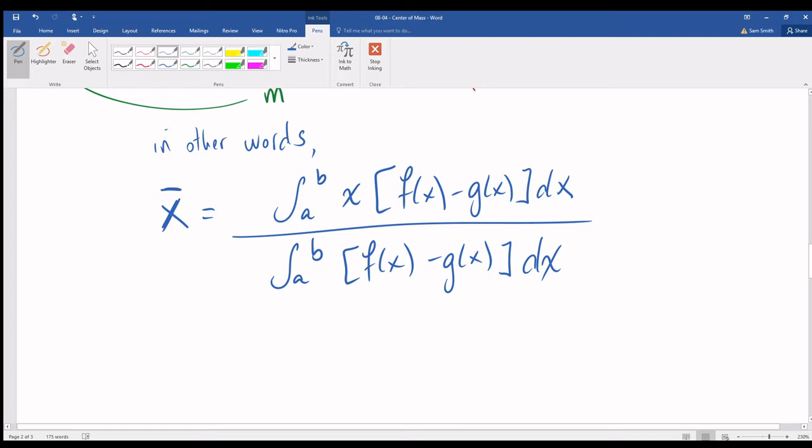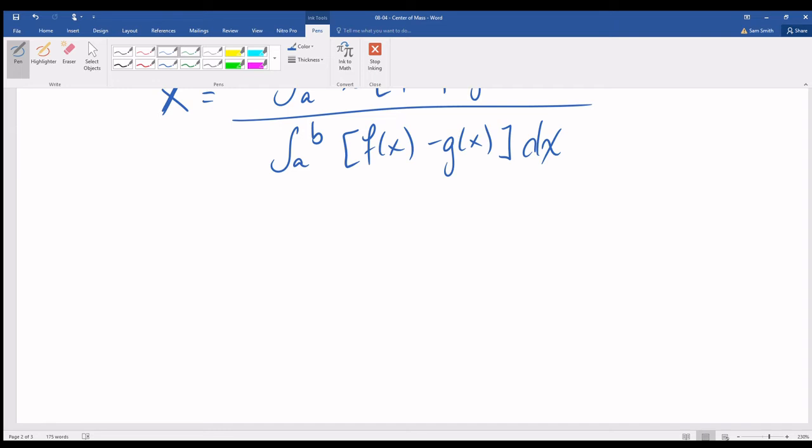So my mnemonic here, to help me to remember what is going on, is that for x bar, the ratio of these two integrals, x bar will have an extra x in the numerator of the integrand, an extra x to find x bar. That's how I remember it.